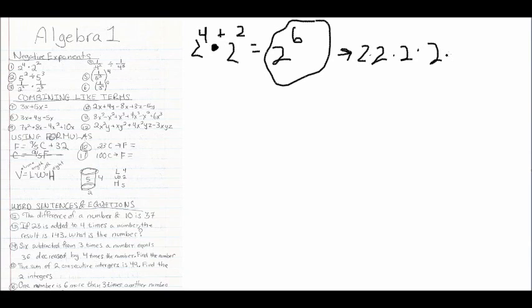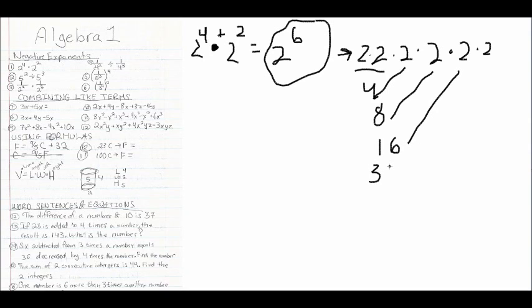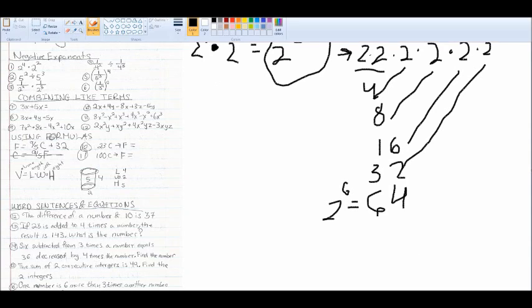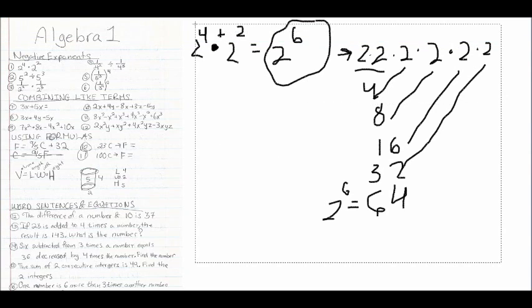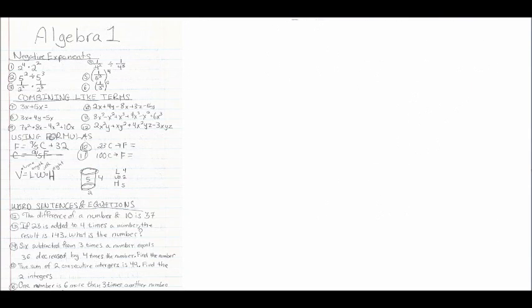And that's just basically 2 times 2 times 2 times 2 times 2 times 2, right? 2 times 2 is 4. 4 times 2 is 8. 8 times 2 is 16. 16 times 2 is 32. And 32 times 2 is 64. So the answer is 2 to the 6th power equals 64. Not complicated at all, rather simple.